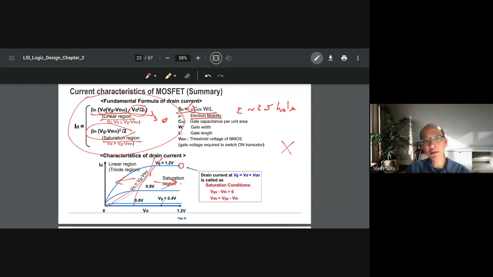So to make up for that, they will usually make the P transistor 2.5 times bigger than the N transistor, so that they can balance the current when the N transistor turns on or when the P transistor turns on.